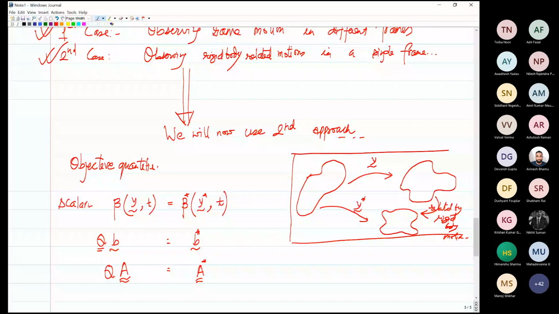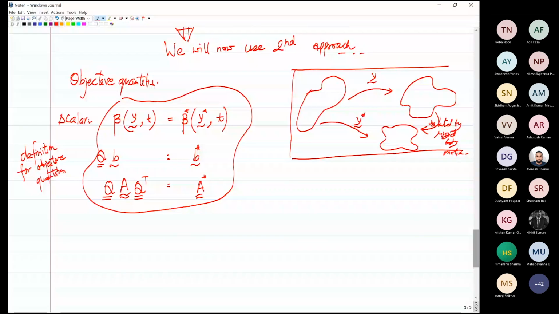So this is the definition for objective quantity, and why, for example, we are having such a relationship for vectors and tensors. That will be clear. For example, suppose that, I'll do it through a physical thing.